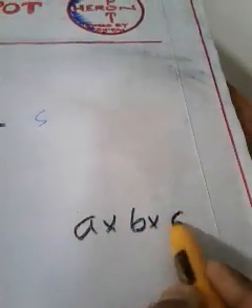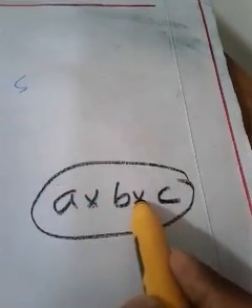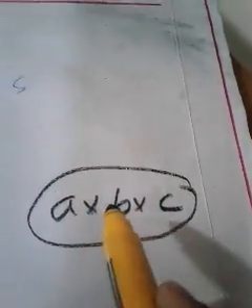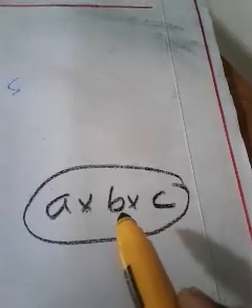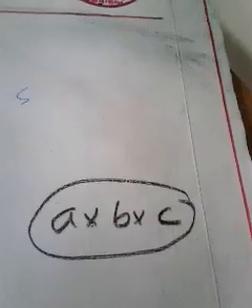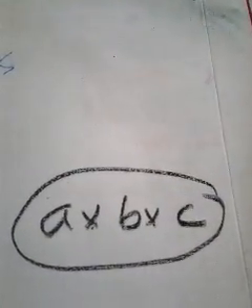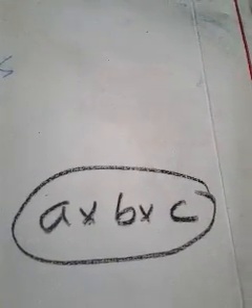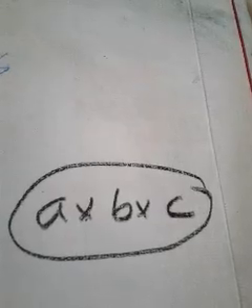How can you count the terms? See, suppose it is a into b into c, how many terms are there? Only one term. You can ask me why. Because here the operation is multiplication. Multiplication and division never separate terms.